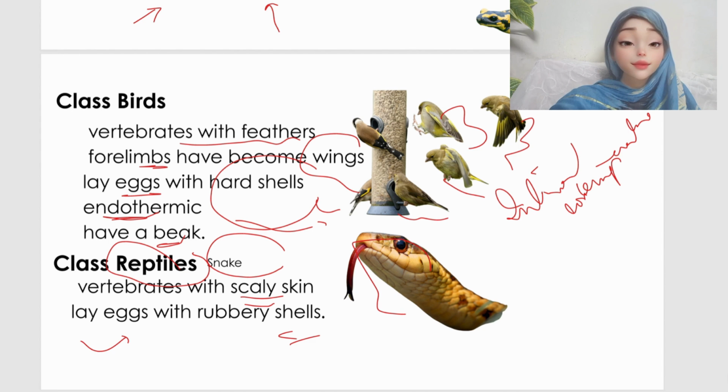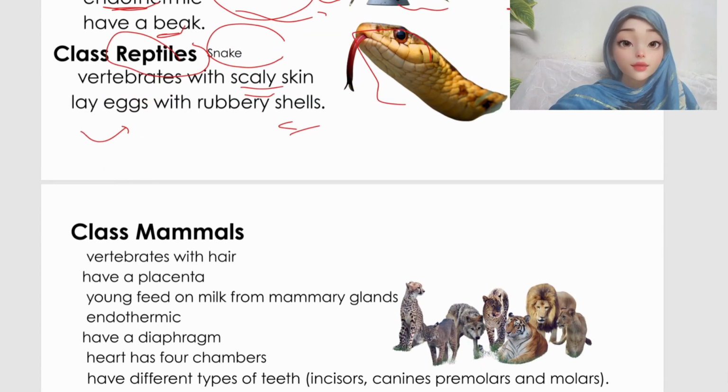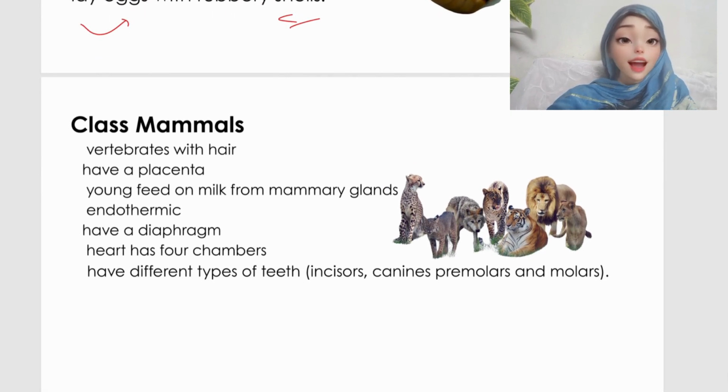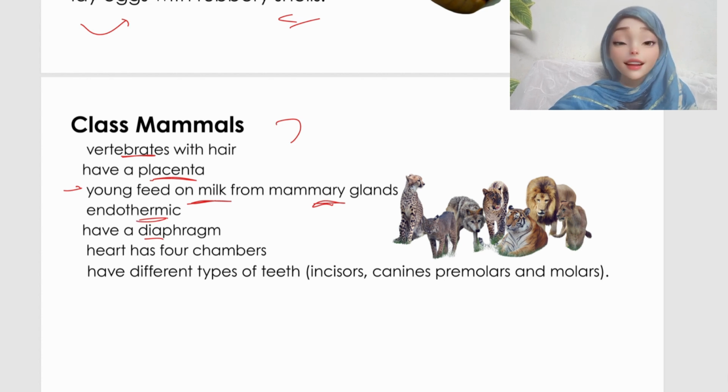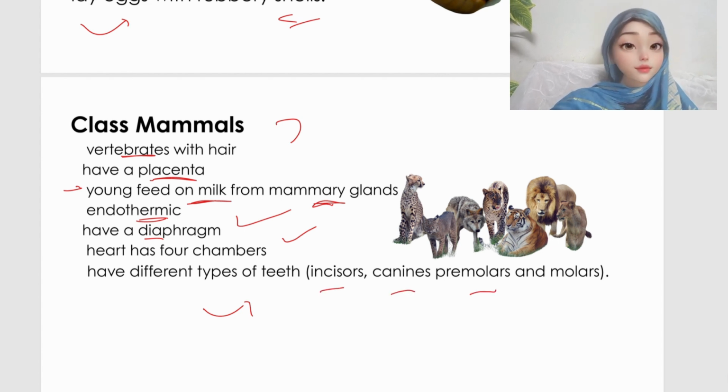Okay, next move on to the class Mammals. Class Mammals are vertebrates with hair. They also have a placenta. They feed on milk from their mammary glands, and they are also endothermic. They also have a diaphragm and a heart with four chambers, and they have different types of teeth, for instance incisors, canines, premolars and molars.